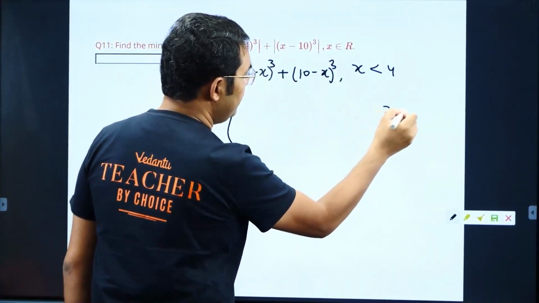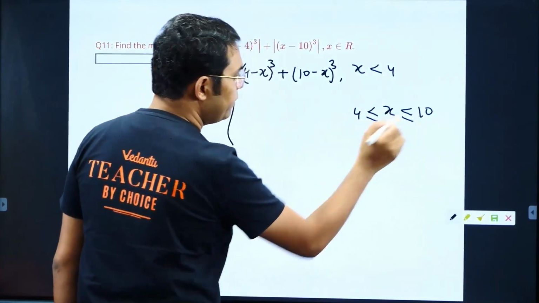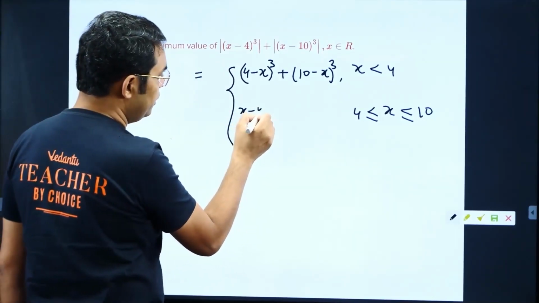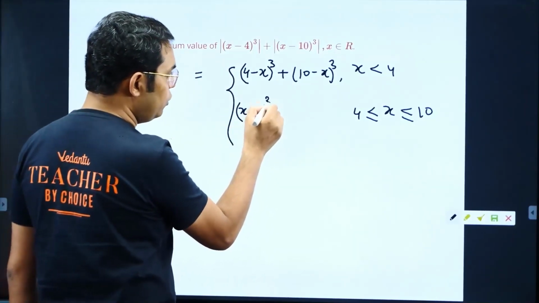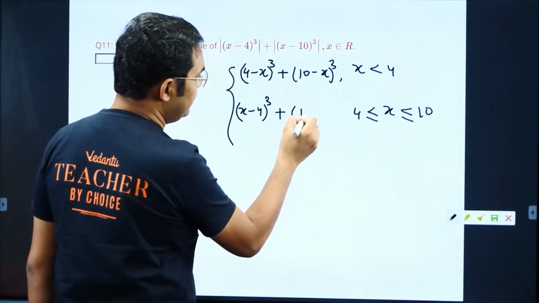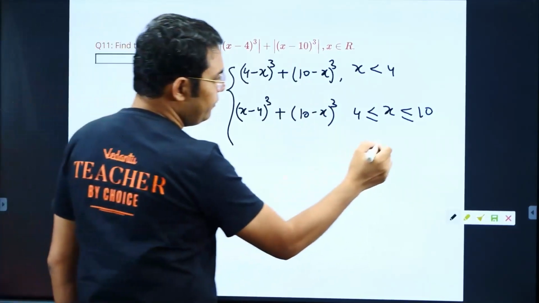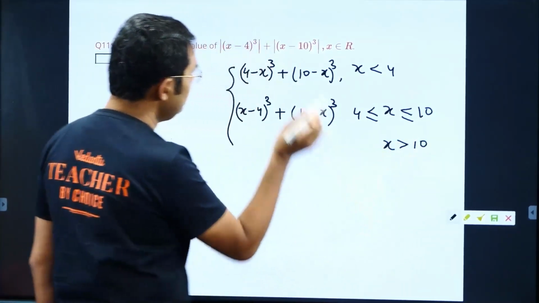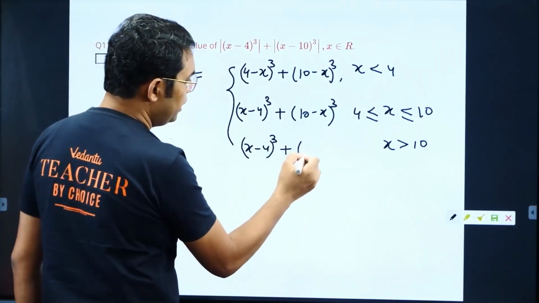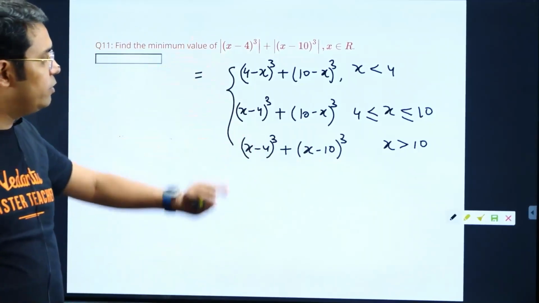Between 4 and 10, maybe an equal to sign can be put here, x minus 4 whole cube will be positive, so we will write it like x minus 4 whole cube, and when x is less than 10 we will write this as 10 minus x whole cube, because 10 minus x is positive. And when x is greater than 10, they both will be x minus 4 whole cube plus x minus 10 whole cube, because they both are positive, so the mod will be removed directly.